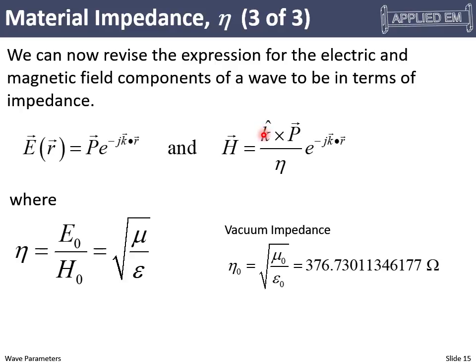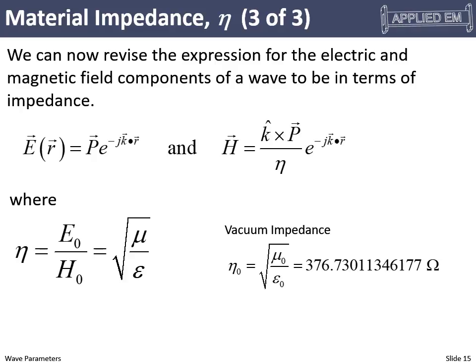But the normalized K vector cross the polarization vector tells us the direction that the magnetic field is oscillating in, plus part of the information for the amplitude. The rest of the information comes when we divide by impedance. So it's really the polarization vector divided by impedance, the magnitude of that, which is the amplitude of the magnetic field. And of course, it has the same complex exponential.